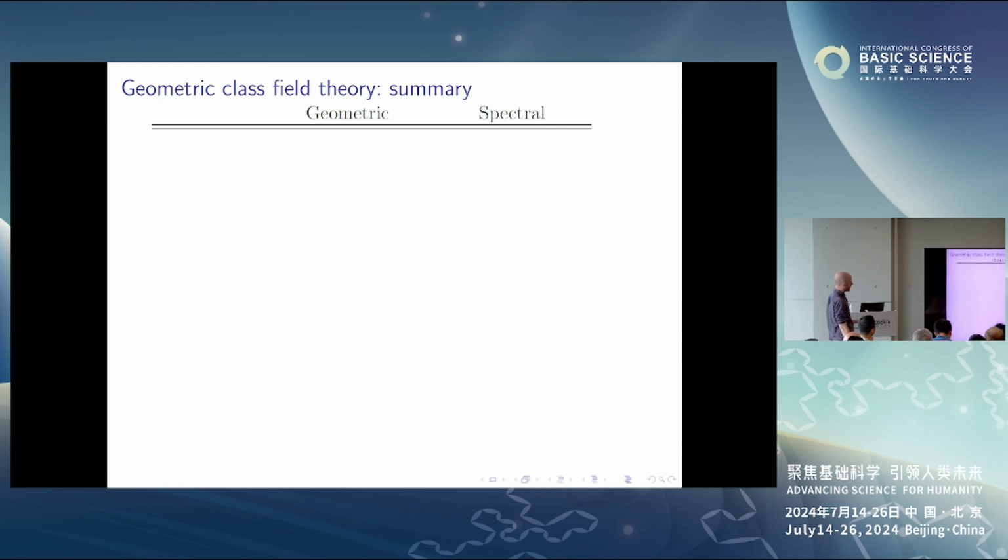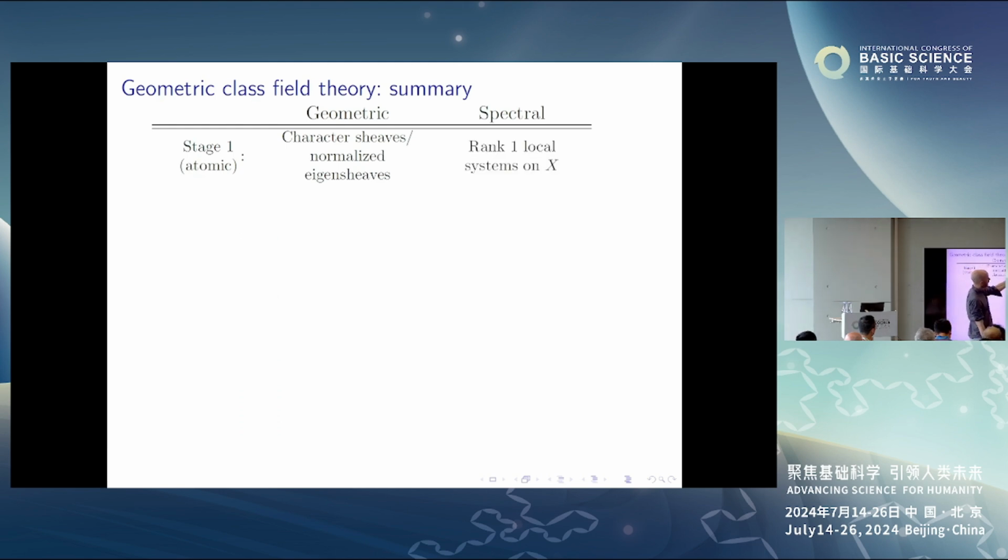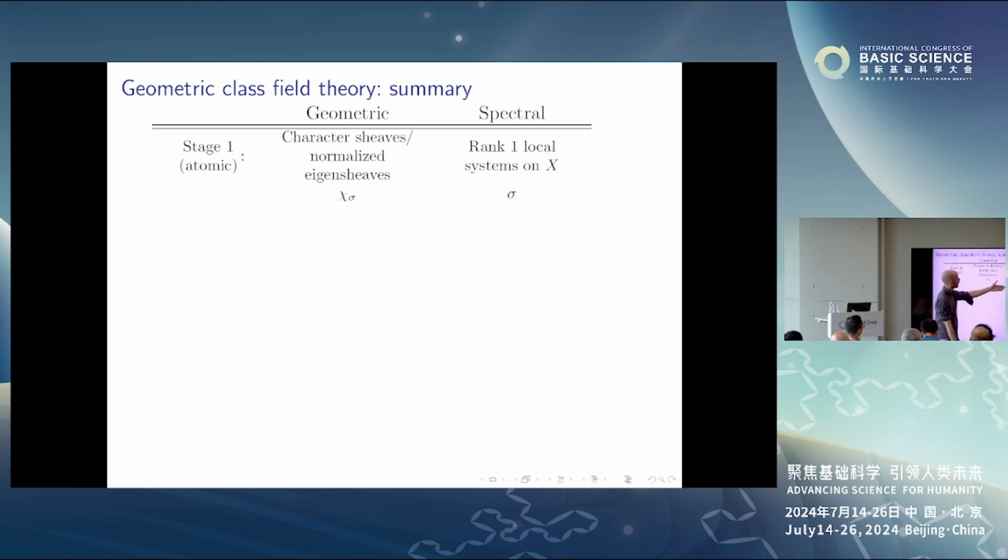So just a brief summary of this geometric class field theory. I want to set up two columns, the geometric side and the spectral side. So there's a stage 1 theorem, which you can think of as the atomic version of the theorem. And that says that these character sheaves, or normalized eigensheaves, so the things I was writing before, are just the same things as rank 1 local systems on the curve. So the character is indexed by the local system. And then there's a stage 2, which I'll call functional analytic, which says that the whole category of D modules on Bun_GM is the same as this category of quasi-coherent sheaves on Loc_GM.